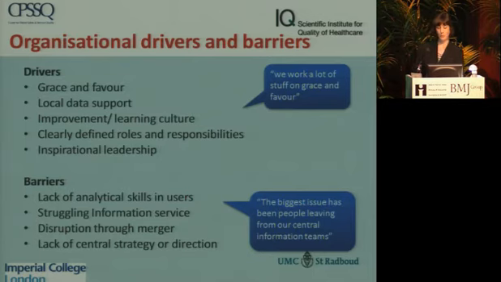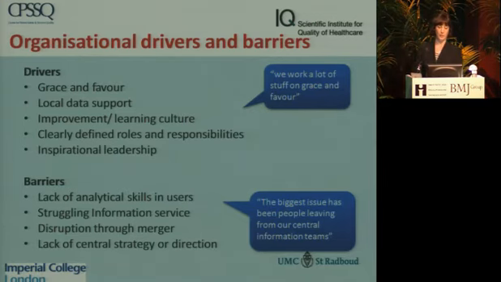Then something specific to this trust was probably a struggling information service, whose role really it was to support the individual services in their data use. But because the trust had recently merged 2 years prior to this study, there were a lot of staff shortages, and the information service was struggling in fulfilling their role in terms of the data support and concentrated really on providing the data for external reporting purposes.